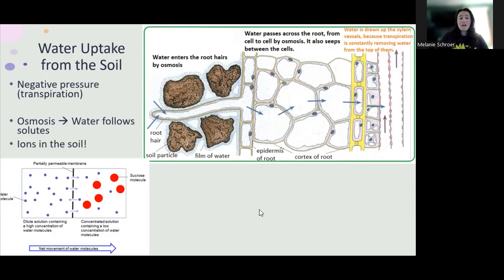Keep in mind that there are many ions in the soil. In fact, the plant needs a lot of these ions in order to grow, and we'll talk about that more in a moment as well. But there are solutes actually in the soil. And so the plant, again, has to strategically establish a concentration gradient of solutes to assure that osmosis is going in the right direction. Okay.